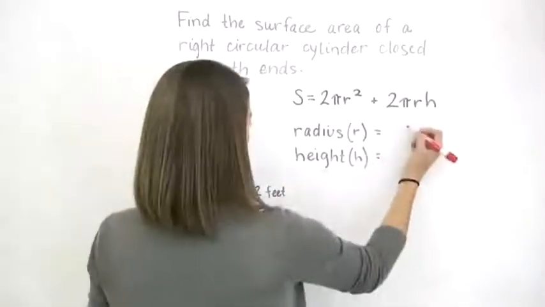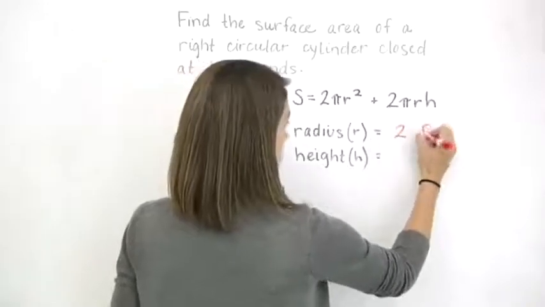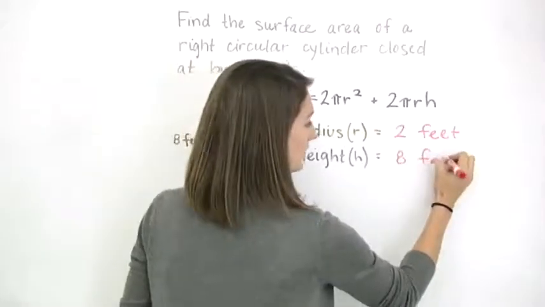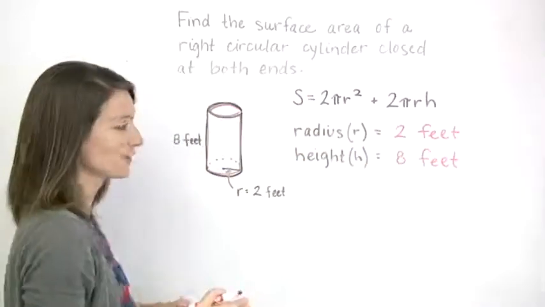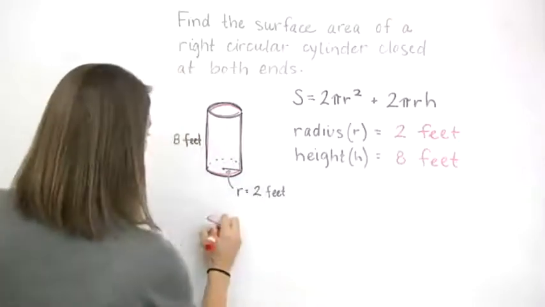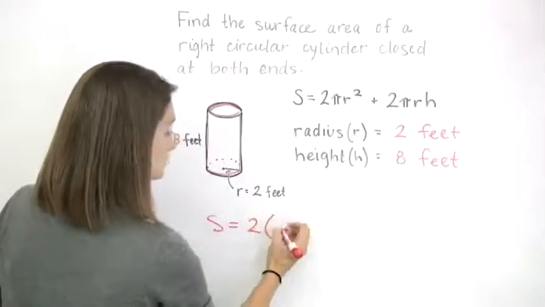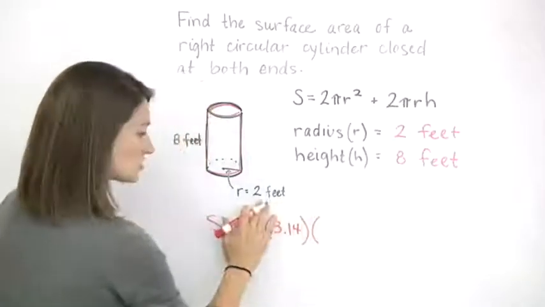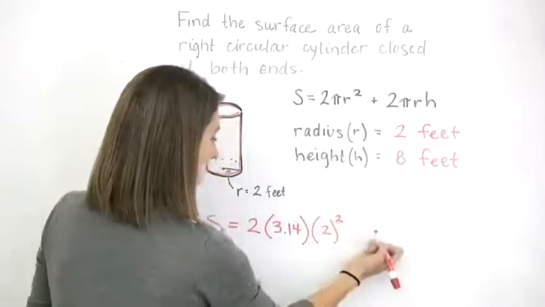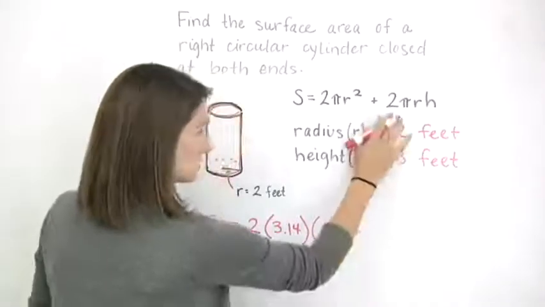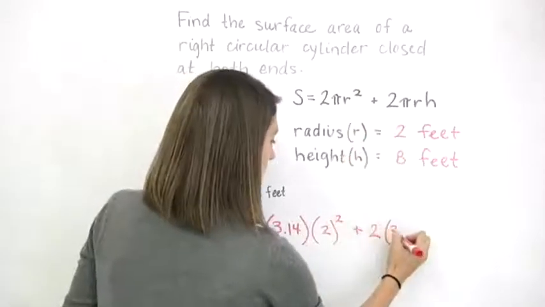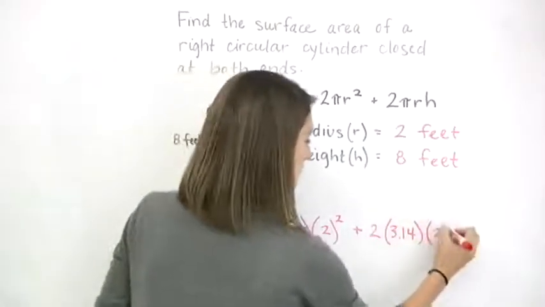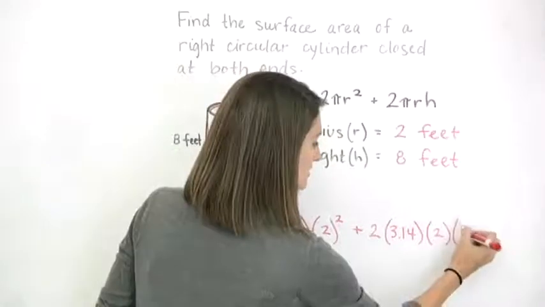So let's go ahead and write out our known values here. A radius of 2 feet and a height of 8 feet. So we plug these values into our formula to get our surface area. We have S is equal to 2, let's use 3.14 for pi, and then our radius is 2, and we square that value. Then we add to it 2 times pi, we're using again 3.14, times the radius, which is 2, and the height, which is 8.